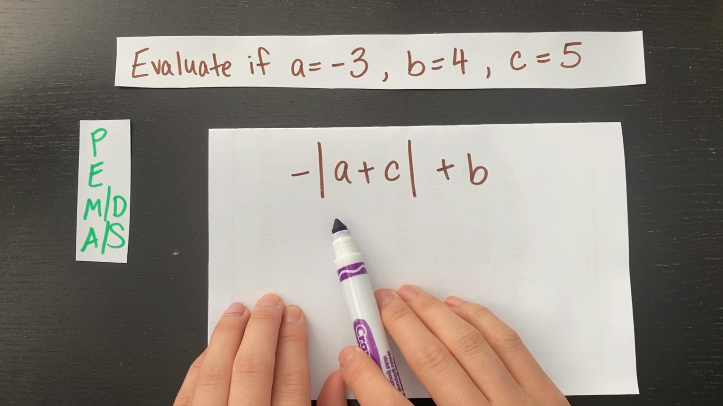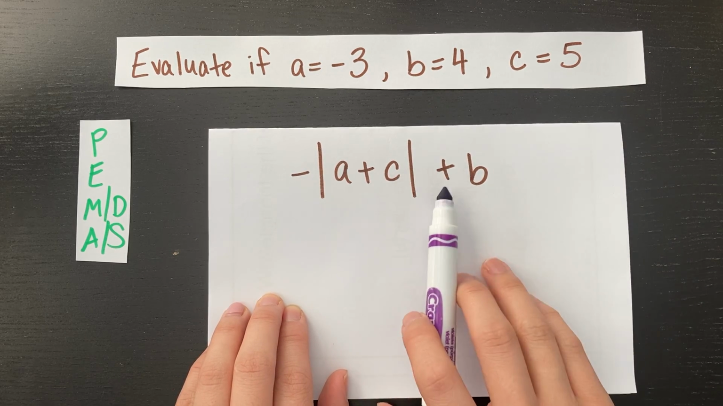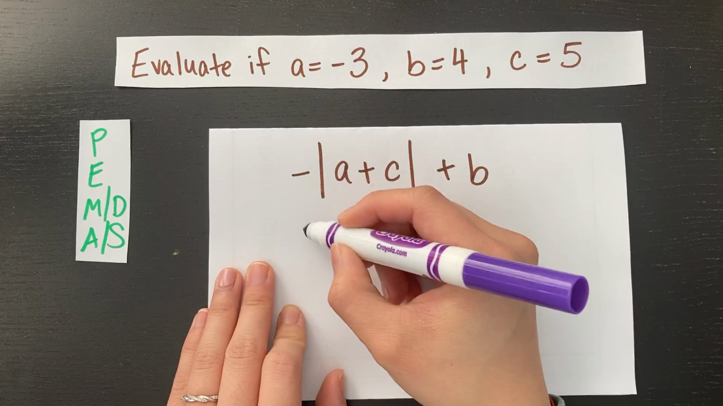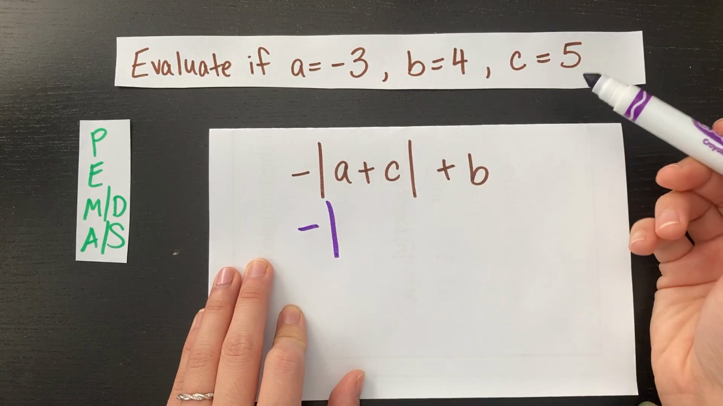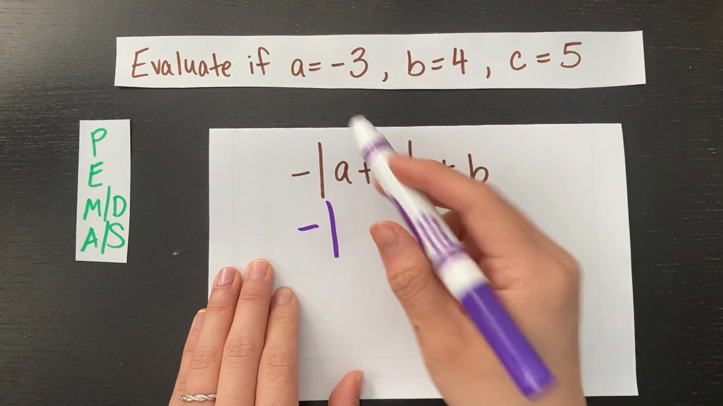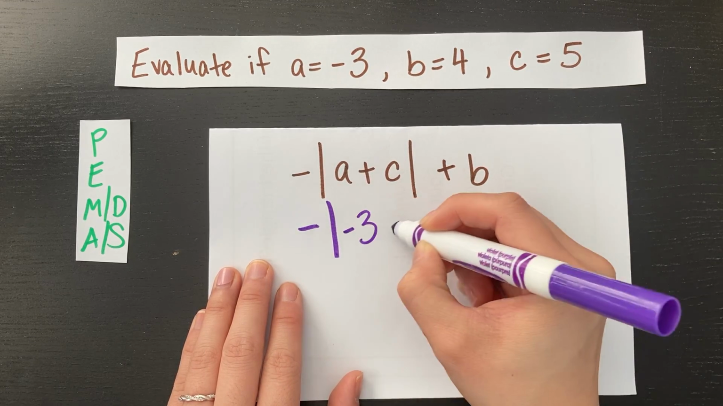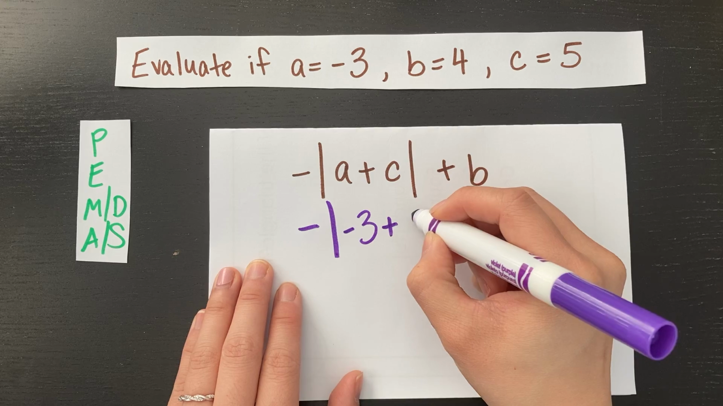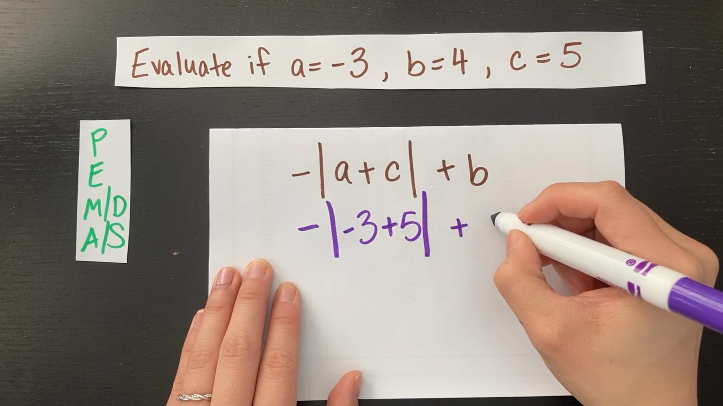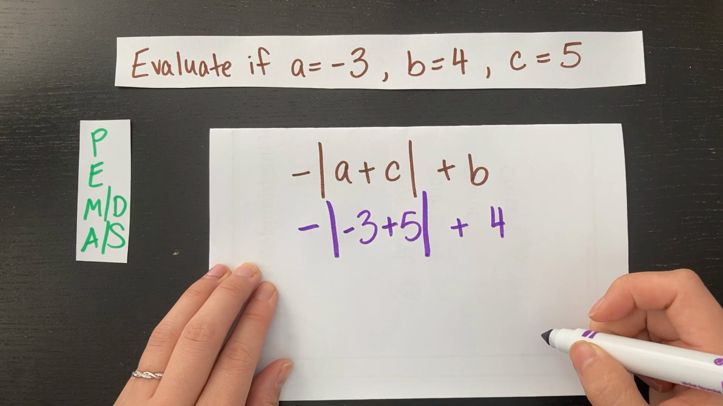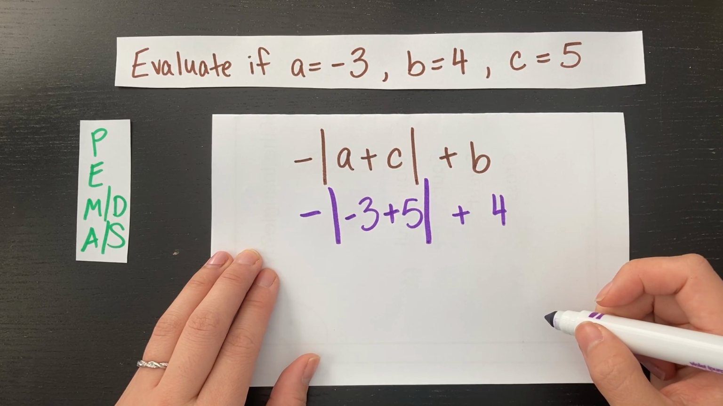Negative absolute value of a plus c plus b. Okay, so same like before, I'm just going to replace these variables with their values that are given to me. A is negative 3, c is 5, plus b is 4.